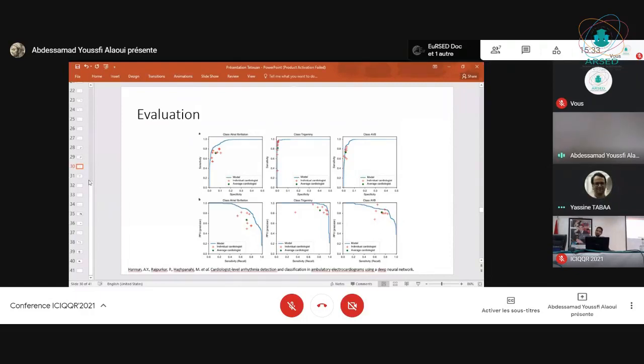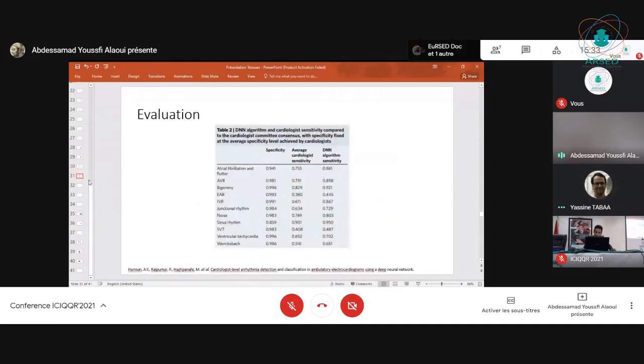The graph in blue is the value that they found using the residual neural network. The value in red is the value given by the specialists, or the cardiologists. This table illustrates the results that they found by computing specificity and average cardiologist sensitivity, and applying a deep neural network algorithm sensitivity. By the way, for healthcare systems, we have to have a good sensitivity in order to apply the systems in real life or to generalize the system.